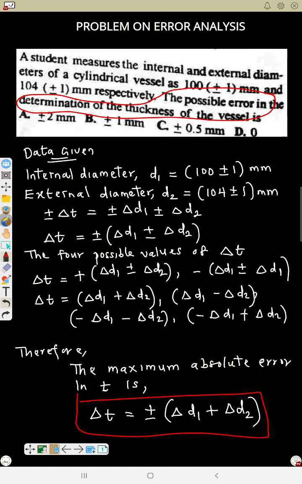So that means if you want to find the error in sum or difference, we can generalize that now. The maximum absolute error in sum or difference of two quantities is equal to the sum of the absolute errors in individual quantities. That is absolute error in internal diameter plus absolute error in external diameter. So that will give us the absolute error in thickness. So now, that's the formula we are going to use.